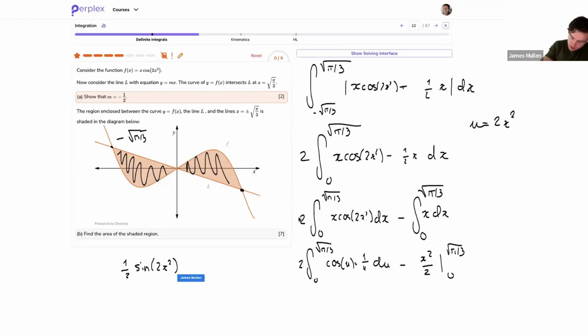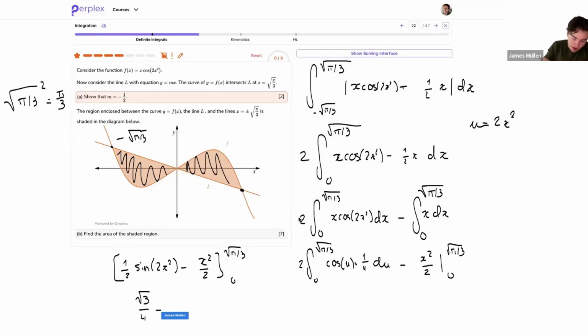Sine of 2x squared. Then I have minus x squared over 2, and that is all happening from root pi over 3 down to 0, right? And now we're getting pretty close to our final answer. I can say 2x squared. So x squared, or in other words root pi over 3 squared, is pi over 3. So I have sin of 2 pi over 3, which is root 3 over 2. So it's root 3 over 2 times 1/2, so root 3 over 4.